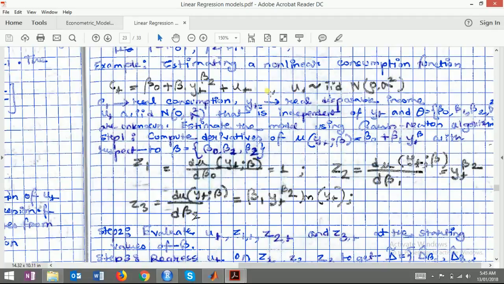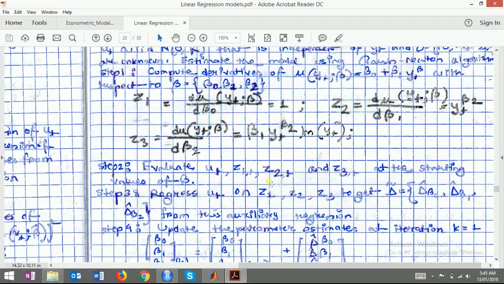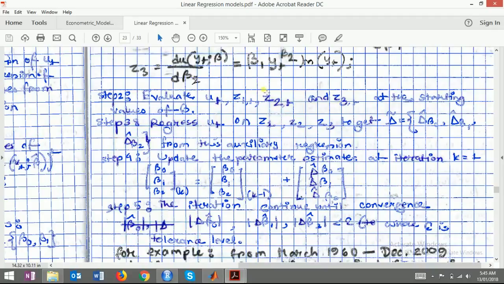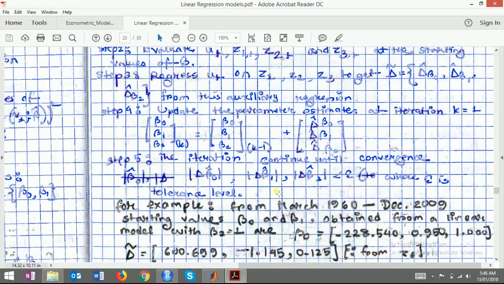So we evaluated z1, z2 and z3. Now we need to evaluate ut, z1t, z2t and z3t at the starting values of beta. Then we regress ut with OLS on z1, z2 and z3 to get the delta hats, and then simply add these delta hats to the previously estimated parameters beta naught, beta 1, beta 2 to get the updated parameters. This whole thing continues in a loop, with the equation updated with the new beta naught, beta 1, beta 2 until they converge to the default tolerance.